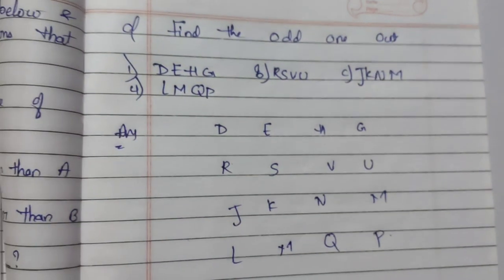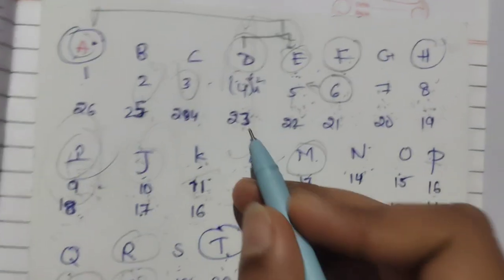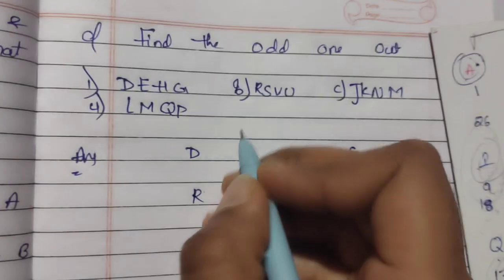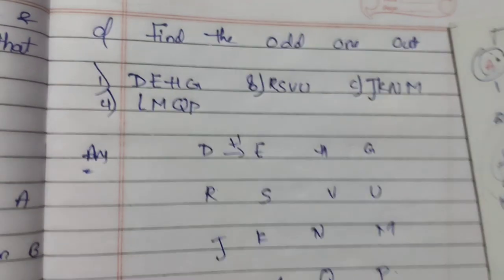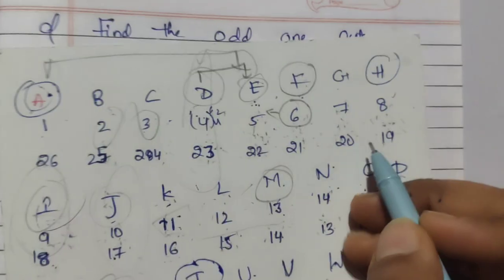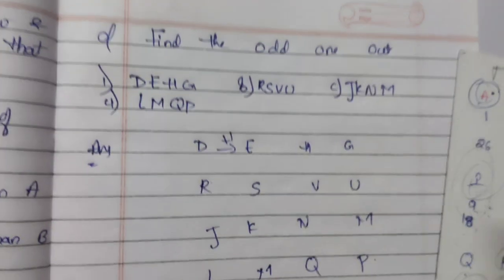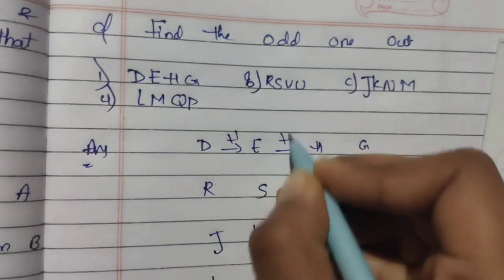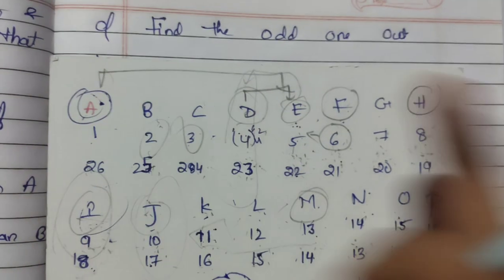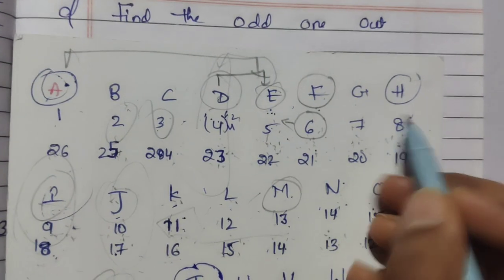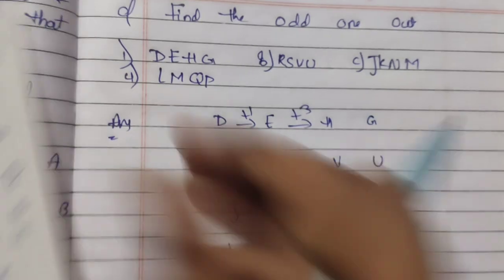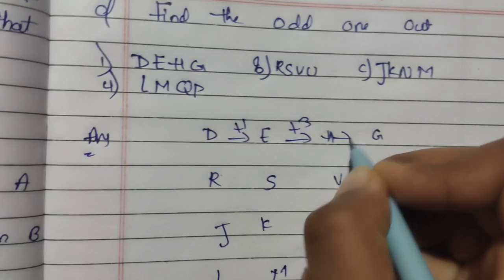First we'll see what the difference is between these letters. D and E is plus 1. So here we'll write it is plus 1. E and H: E, 1, 2, 3, it is H, so the difference is plus 3. Now H and G is minus 1. See, here it is H and here it is G, so the difference is minus 1.